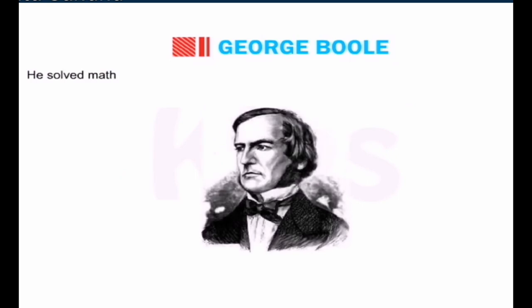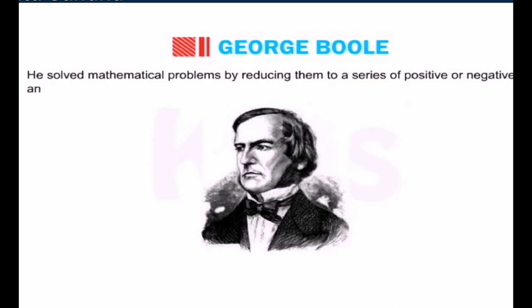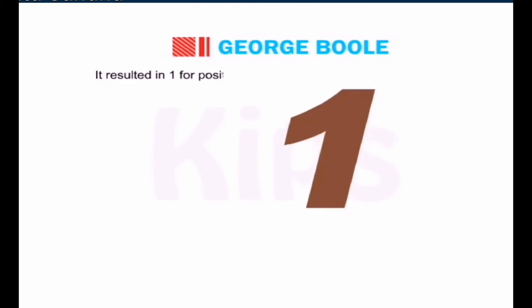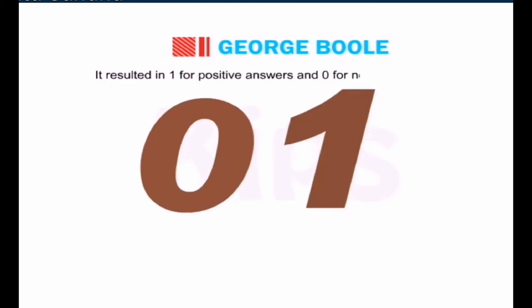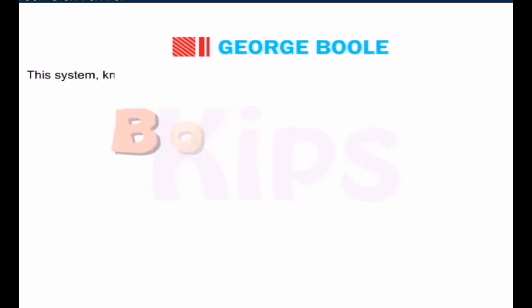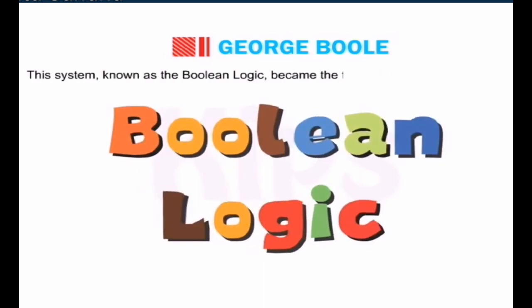Now go for George Boole. He solved mathematical problems by reducing them. He introduced the theory of Boolean logic, which became a fundamental principle of designing computer circuits. 0 and 1: 0 for a negative answer, 1 for a positive answer.